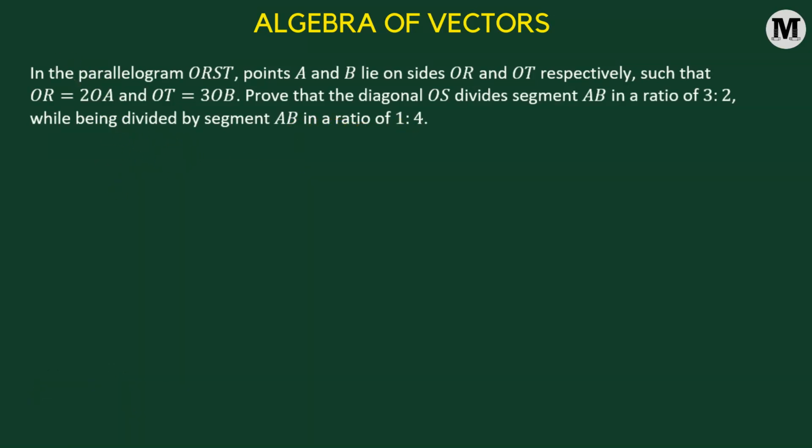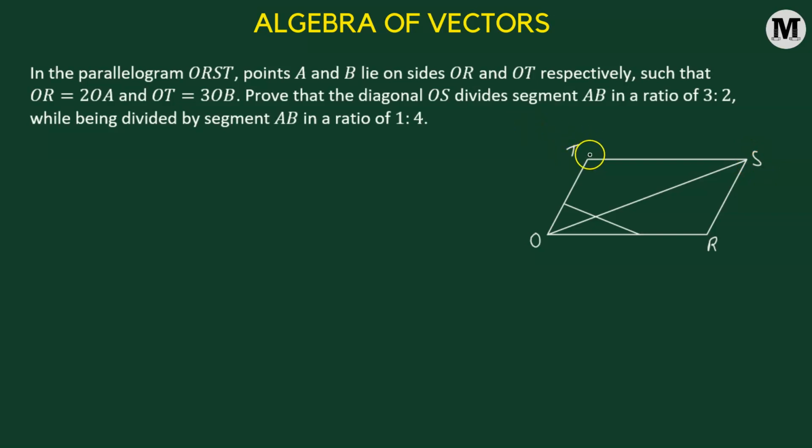Let's try to understand it graphically first. So here we have a parallelogram with vertices O, R, S, T. Then it's given here that point A lies on the side OR, and the other point B is going to lie on the side OT. And the position of A and B is very important. Point A is chosen in such a way that 2 times OA becomes equal to OR. In other words, A is bisecting OR, or we can say A divides OR in the ratio 1:1.